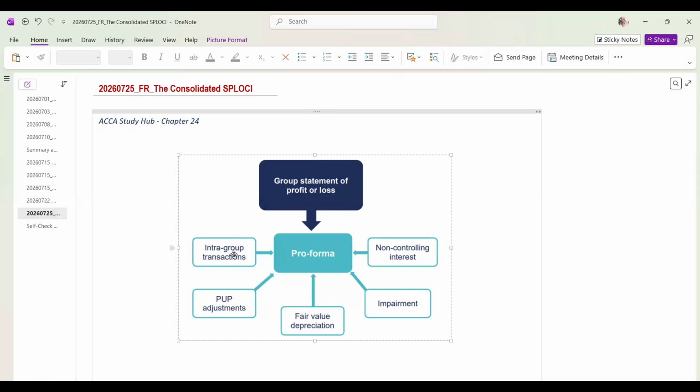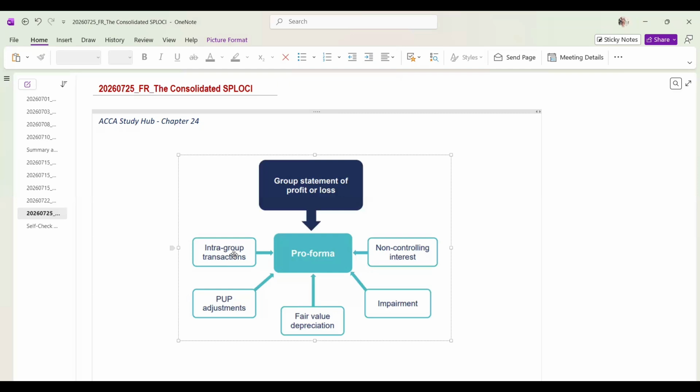IFRS 3, business combinations, requires that when the two parties come together from an accounting point of view as one, the assets and liabilities of the subsidiary have to be added to those of the parent. But in doing so, those assets and liabilities must be added at fair value. For now, just take fair value to be the market price or something. But then there are some rules about what it truly is. The details we'll look at later.